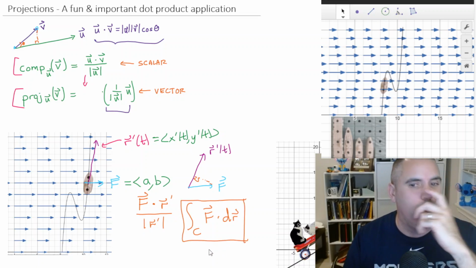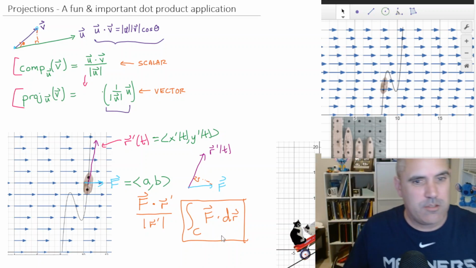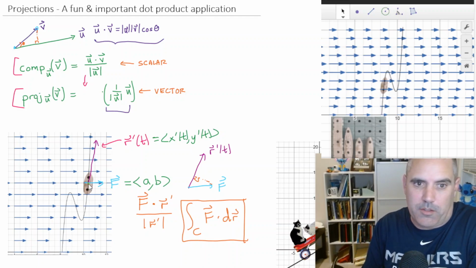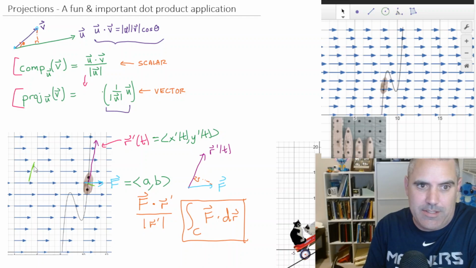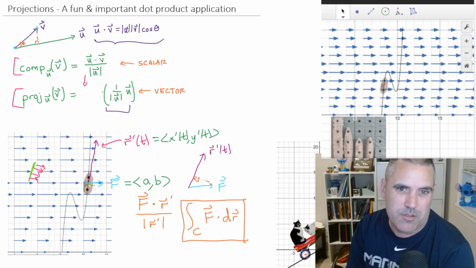And f dot dr means we're going to measure the projections relative to the tangent vectors. Sometimes we measure the projections relative to the normal vectors, like if you submerge a net and you want to measure how much flow is across this net per hour, then you might measure it relative to the normal vectors.